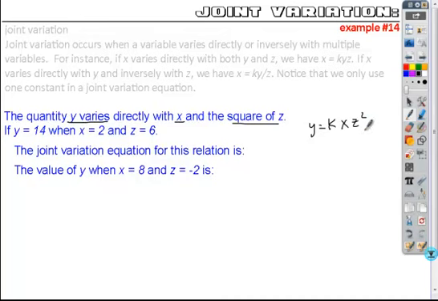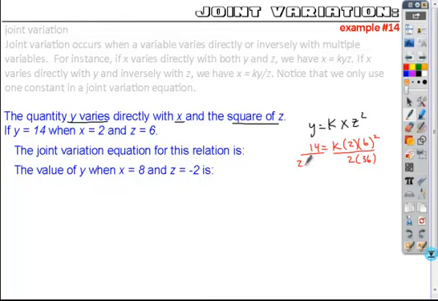So here's our general form. We then plug in the numbers that we have. So our y is 14 when x is 2 and z is 6. So there's the equation we're looking at. What we're going to do here is multiply these through. We get, or divide by 2 and 36. We're going to divide both sides by the same thing.